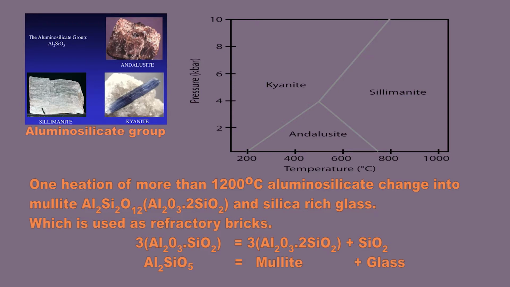On heating to more than 1200 degrees centigrade, aluminosilicate changes into mullite, 3Al2O3·2SiO2, and silica rich glass, which is used as refractory bricks. That is, 3Al2O3·SiO2 gives rise to 3Al2O3·2SiO2 plus SiO2; that is, aluminosilicate gives rise to mullite plus glass.